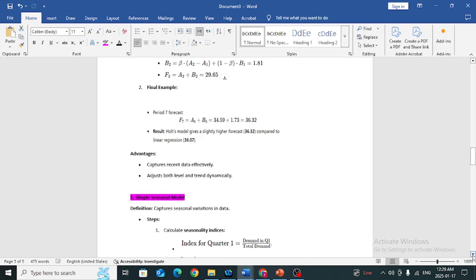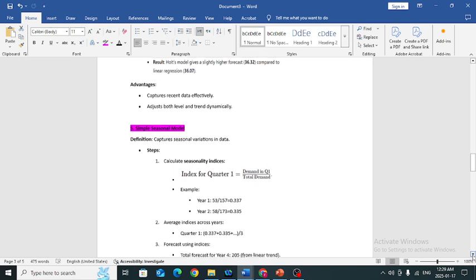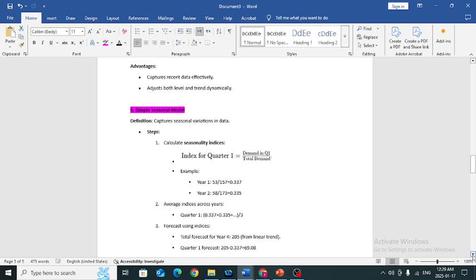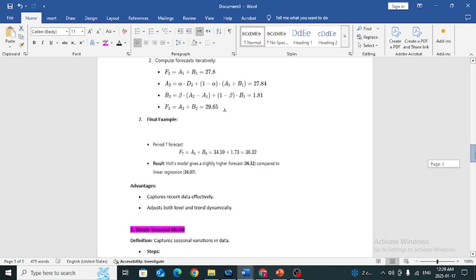The next one is the simple seasonal model. The simple seasonal model captures seasonal variations in data. We calculate seasonality indices, for example for quarter 1: we divide the demand in quarter 1 by the total demand. For example, year 1 was 53 divided by 157, as you can see for year 1.